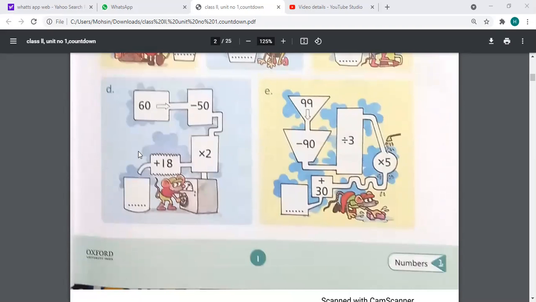What they have to say is 60 minus 50. So first we are going to do 60 minus 50. Then whatever answer we get, we multiply by 2. And then whatever answer we get, we have to plus 18. And then we get the final answer. We are going to write it in this empty box. Okay, now look at the board.